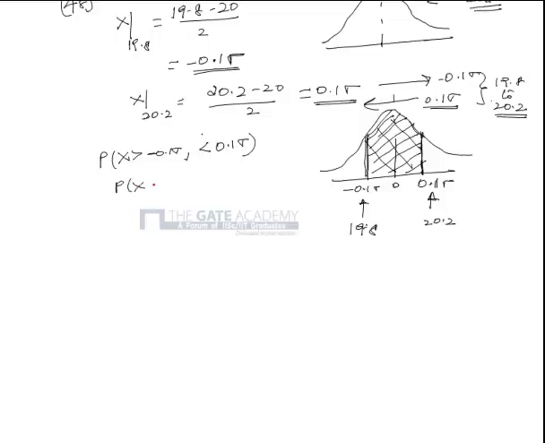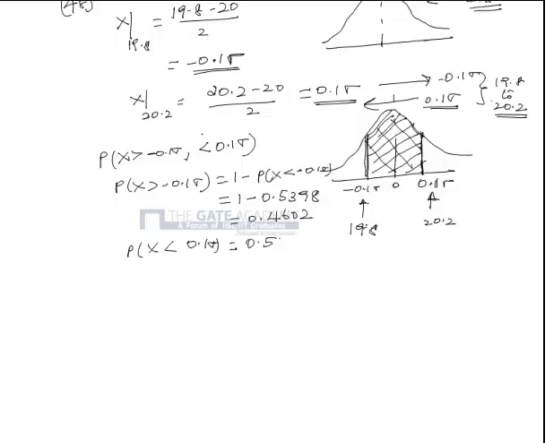P of x greater than minus 0.1 sigma is nothing but 1 minus P of x less than minus 0.1 sigma, which is nothing but 1 minus 0.5398, that is 0.4602, and P of x less than 0.1 sigma is 0.5398. These values are obtained from my probability tables.